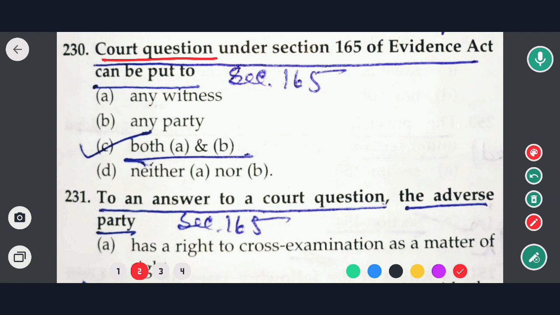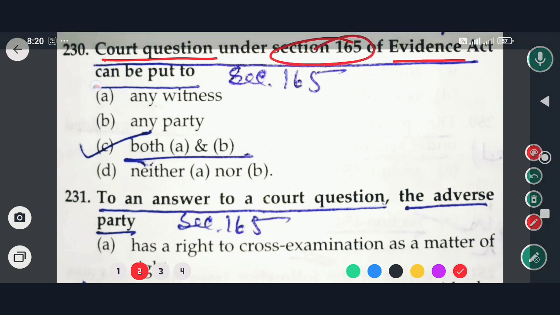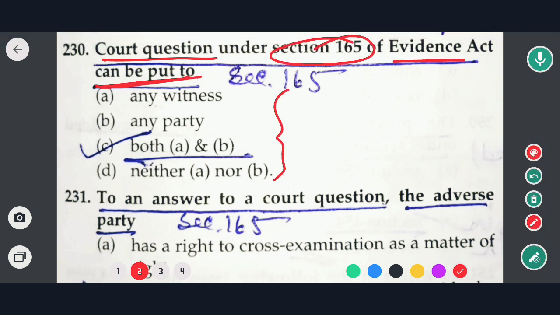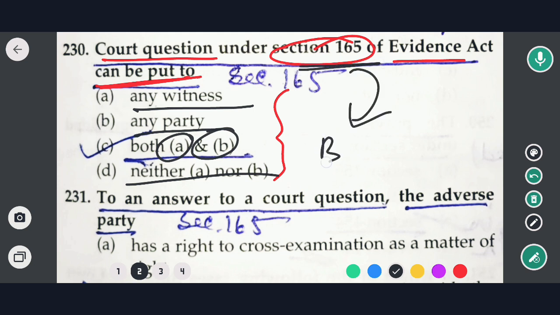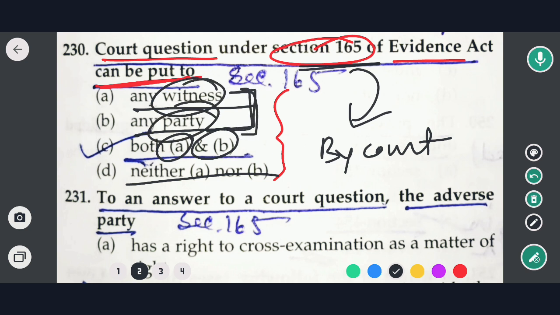Court questions under Section 165 of the Evidence Act can be put to which of the following? Options are any witness, any party, both A and B, neither A nor B. That means a court question under Section 165, the question put by the court, can be put to whom? It can be put to both witness and the party. So in this case both are the correct answer. That means option C is the correct option. Now move to the next question.